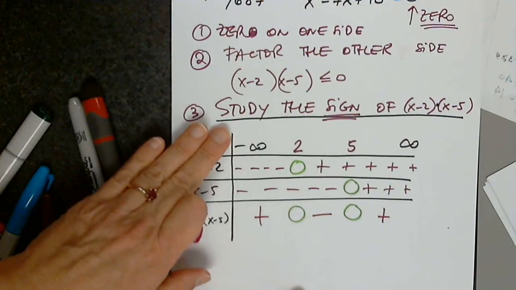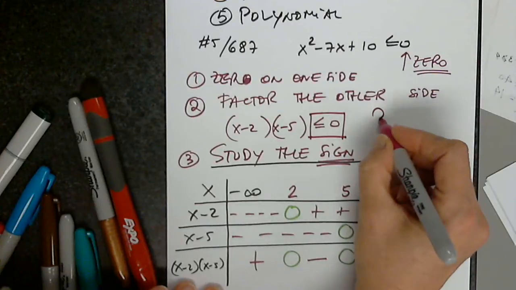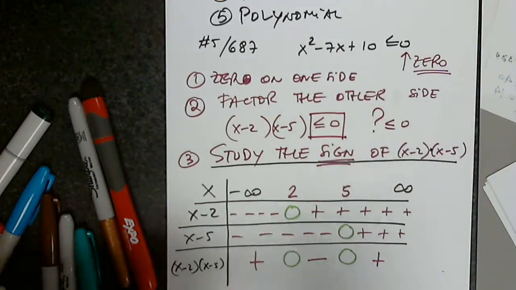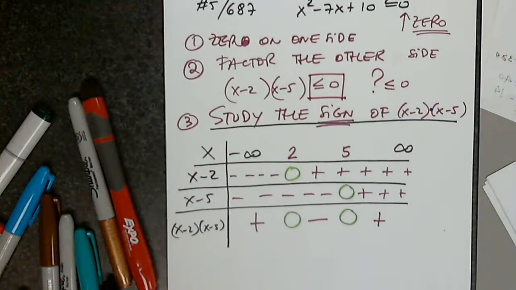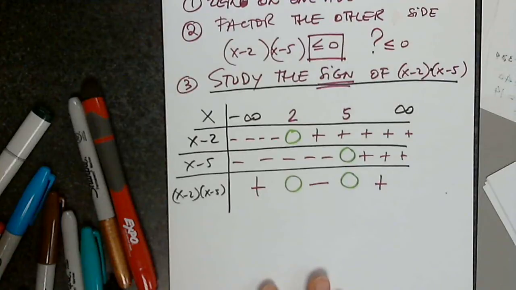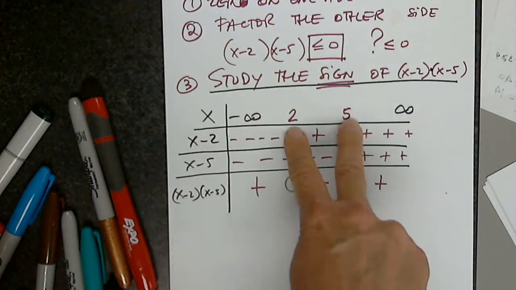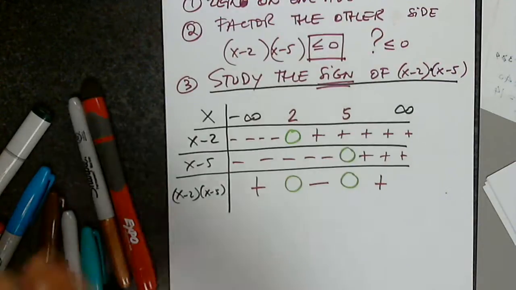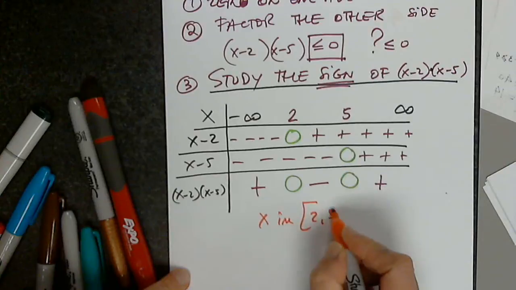I studied the sign of this expression, and now I go back here. Which sign is less than or equal to 0? I only have 2 signs, and only one of them is less than or equal to 0. Negative, right? So this product is negative right here. And that's my solution. So x in the interval [2, 5].